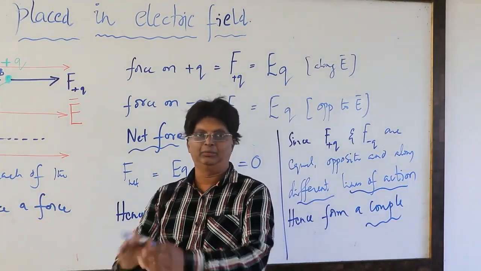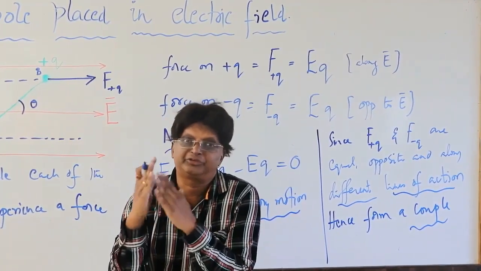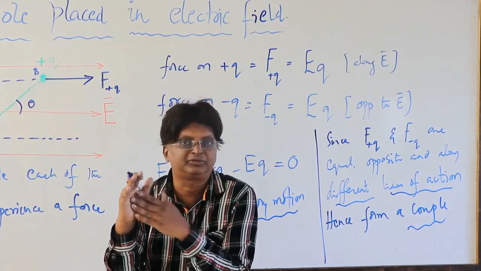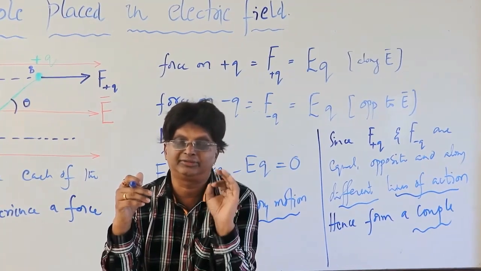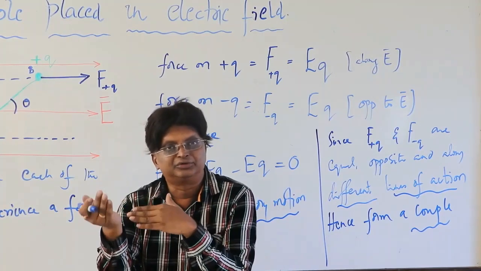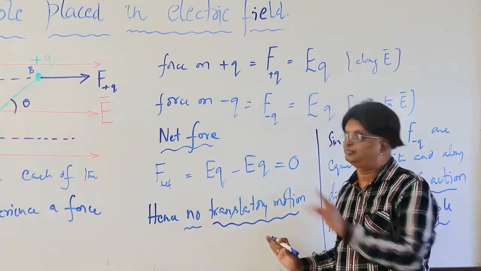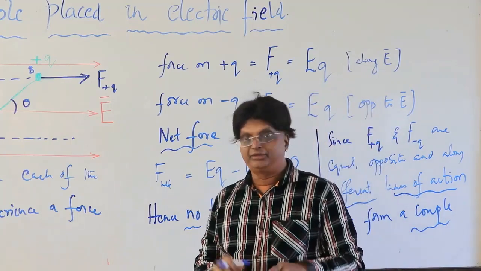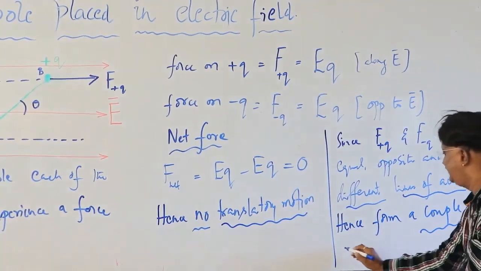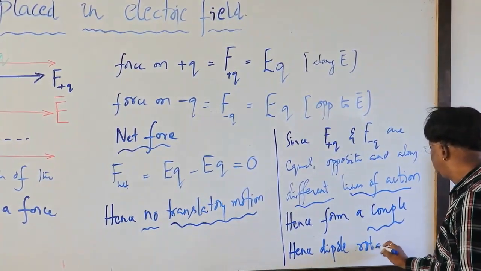Now, what is your understanding in first PU? Whenever we come across a couple, it always produces torque. What do we mean by torque? The rotational effect caused by a force is what is called torque. And couple always causes torque, and torque always gives rise to rotatory motion. Therefore, earlier we said no question of translatory motion, linear motion for the dipole, whereas now the dipole in uniform electric field experiences rotatory motion. Hence the dipole rotates.